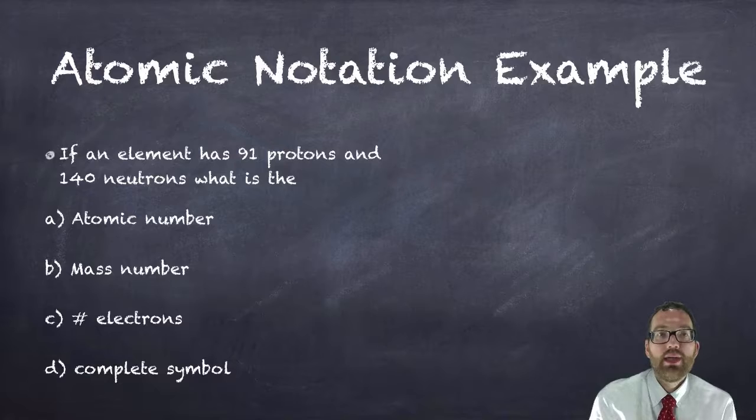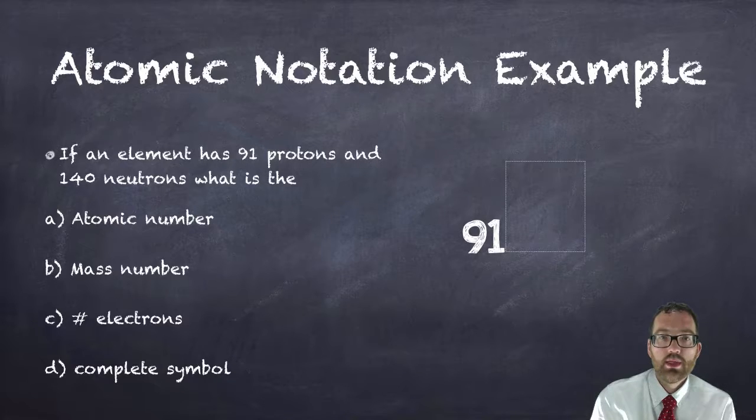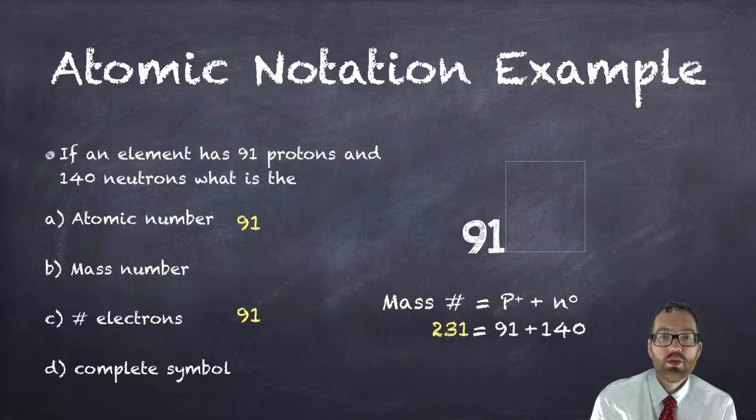Next, if an element has 91 protons and 140 neutrons, what is the atomic number, mass number, number of electrons, and complete symbol? So here's my placeholder for my element. I have 91 protons, which tells me my atomic number is 91. If I want to find the mass number, all I need to do is add the number of protons, 91, to the number of neutrons, 140, and that will give me 231 for a mass number. Of course, I also have 91 electrons because proton number equals the electron number.